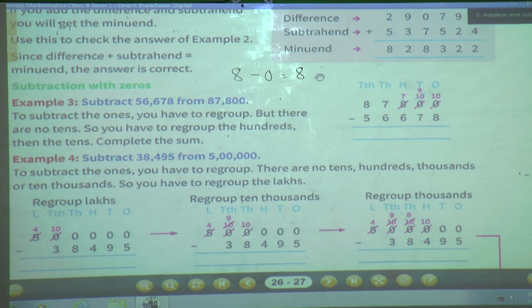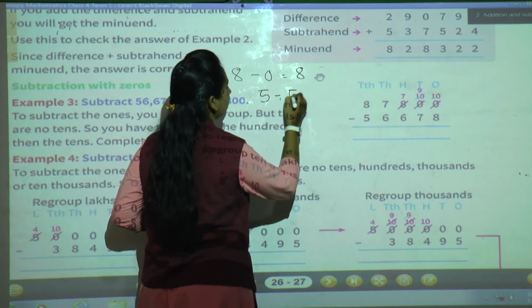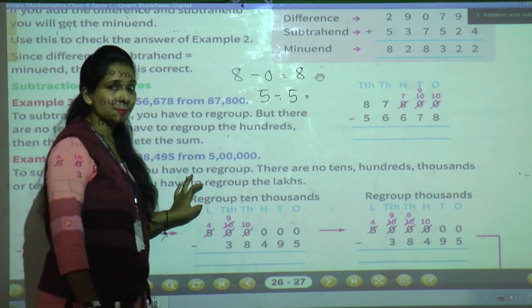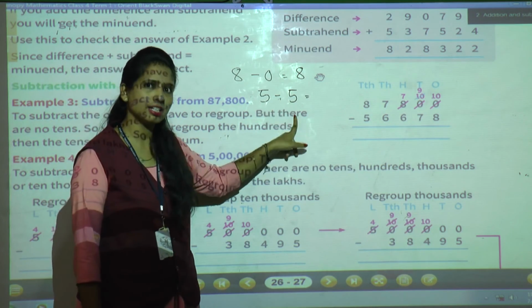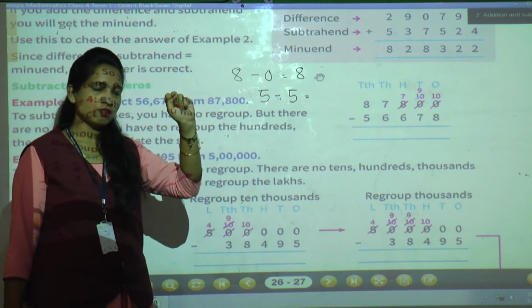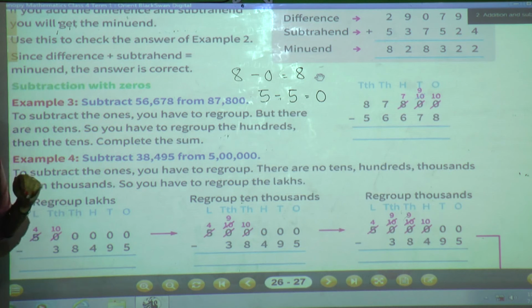Second thing, when a number is subtracted from itself, we get 0. For example, 5 minus 5. When the number is subtracted from itself, 5 minus 5, we get 0. Understood? Keep in your mind.